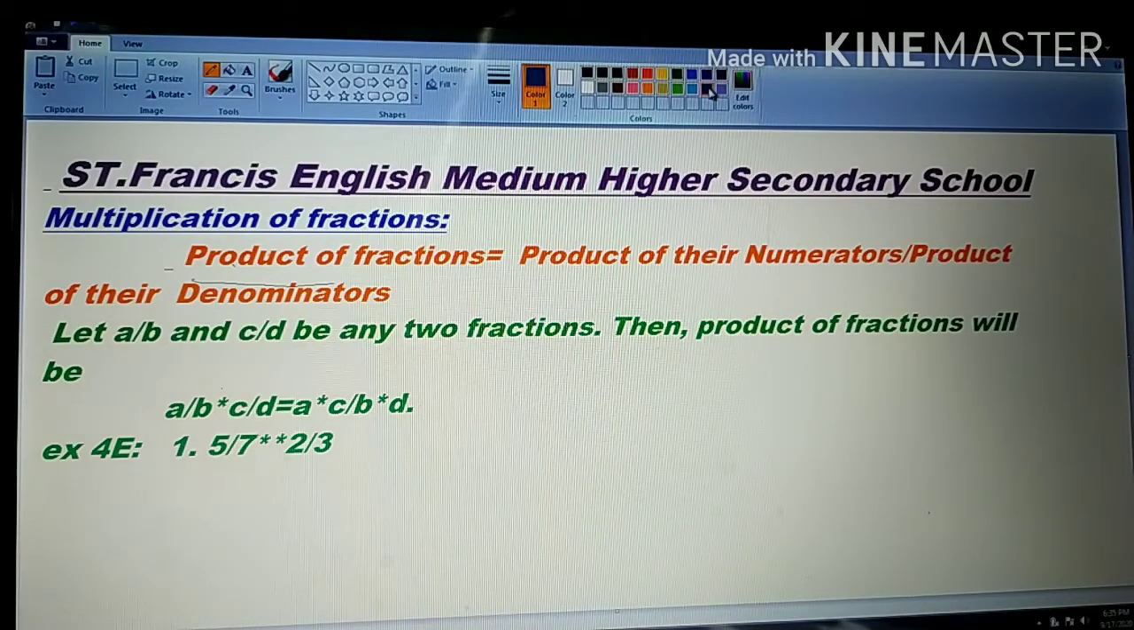Okay. So today we are going to learn about the product of fractions. What is meant by product? Product means nothing but multiplying the numbers, right? Here we are dealing with fractions. A fraction has a numerator and a denominator, right? So we take the product of their numerators and the product of their denominators. If you take a by b and c by d, this is nothing but a by b into c by d.